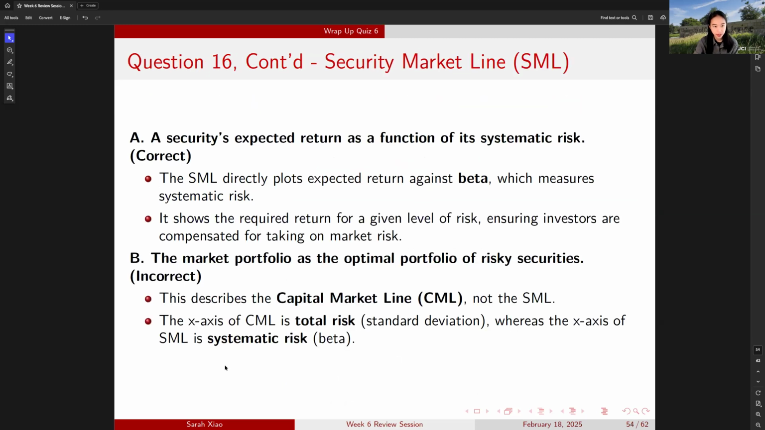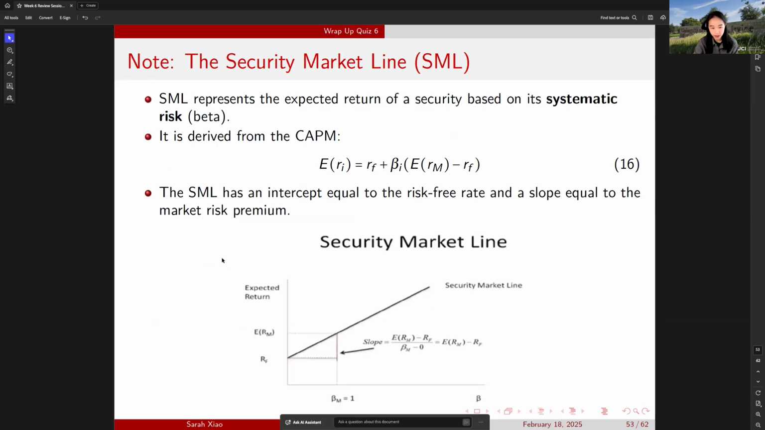All right, let's consider option A. A security's expected return as a function of its systematic risk. So this is actually what the security market line depicts. It actually directly plots expected return against beta. The beta measures the systematic risk. So here is the graph of SML.